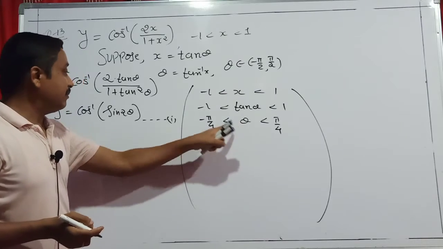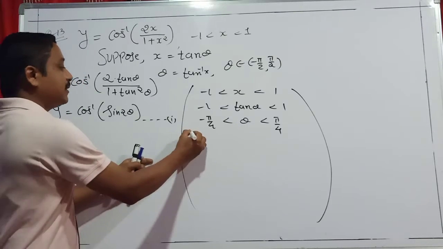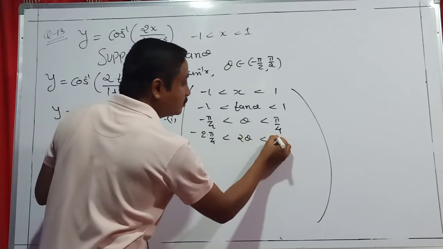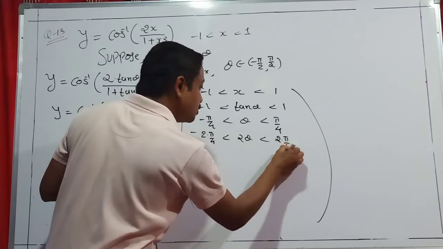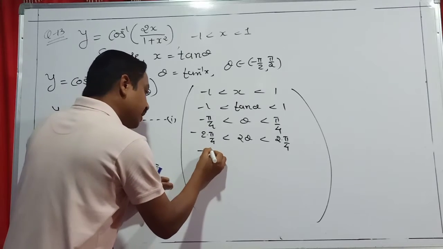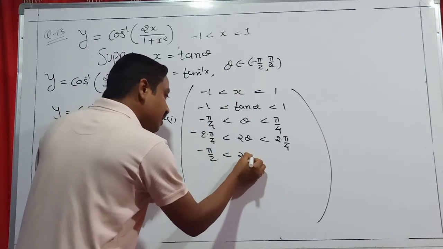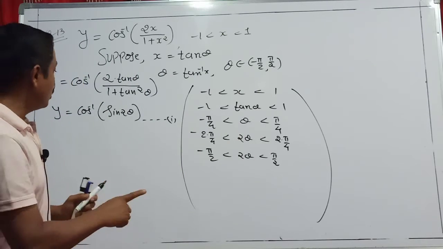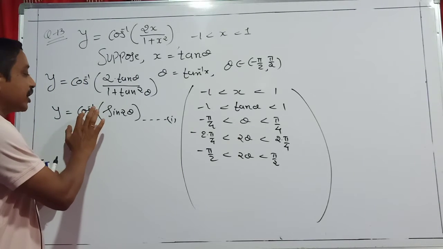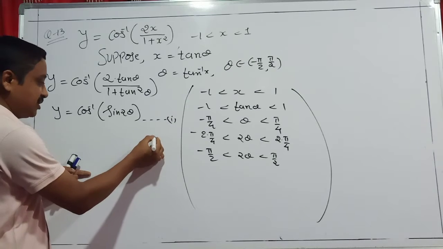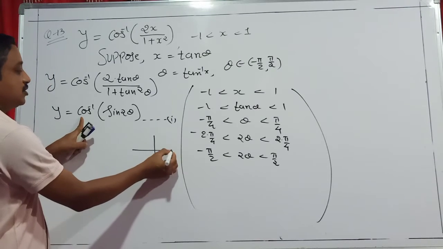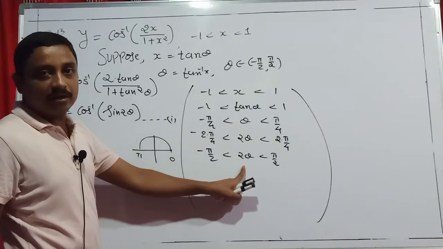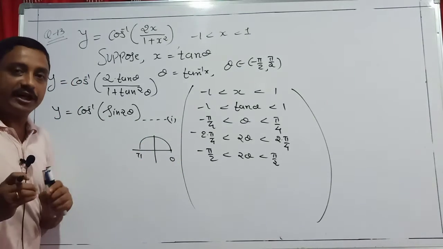Now this is theta, but I want 2 theta. So multiplying each term by 2, you get minus 90 to 90. It means 2 theta covers that range. But outside is cos, and the range of cos inverse is 0 to pi. Students, you necessarily have to convert this angle into 0 to pi. And also I want sine 2 theta.